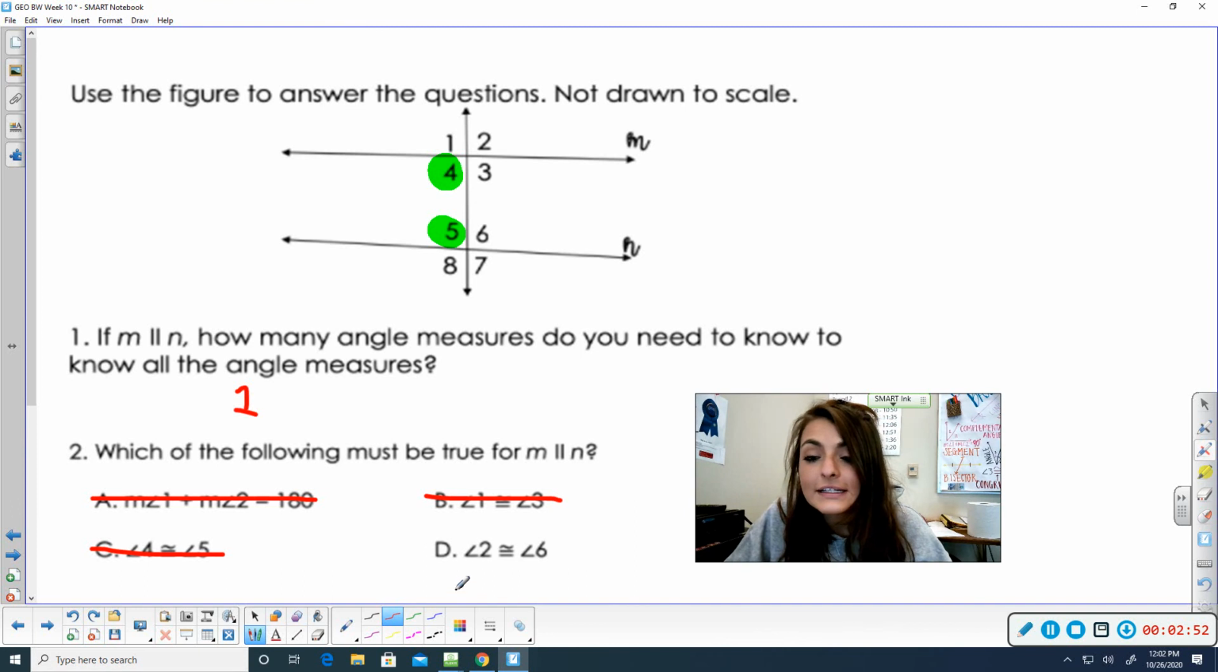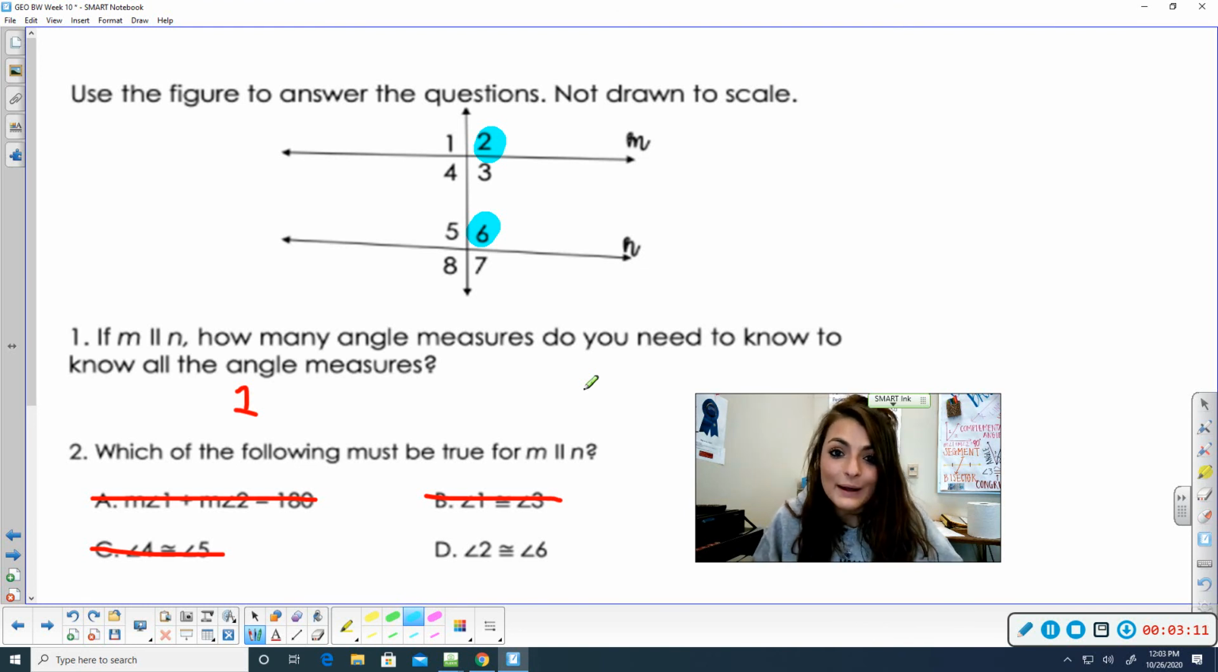So let's look at D. D says in order for line M and line N to be parallel, that would be true if angle 2 was congruent to angle 6. So let's find angle 2 and angle 6 on our picture. And it looks like angle 2 and angle 6 are corresponding angles. They're on the same side of the transversal and they're in the same spot. And we know that when we have parallel lines cut by a transversal, corresponding angles are congruent. So letter D would be the correct choice here.